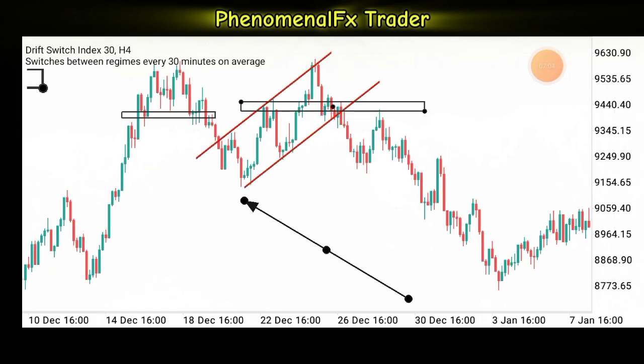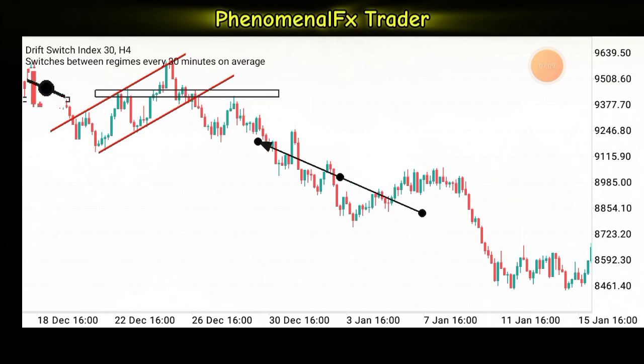You see this is a head and shoulders pattern. Then the market sold massively to the downside. It broke through the zone, did a retest, and continued selling just like that.